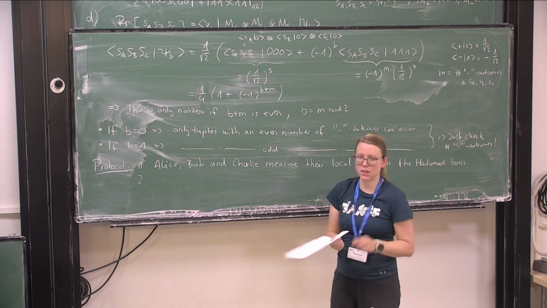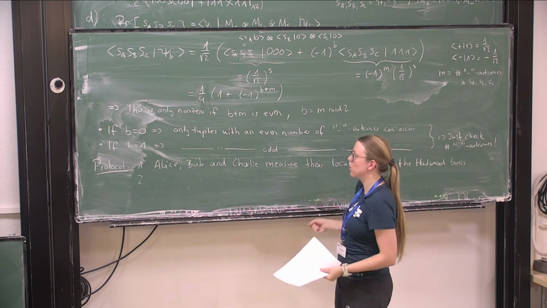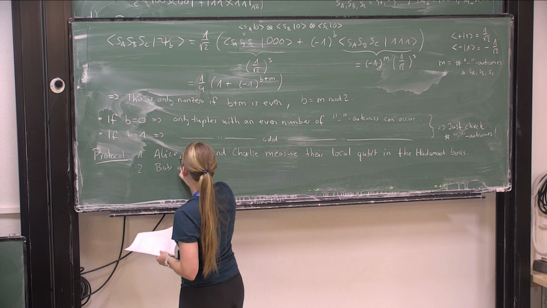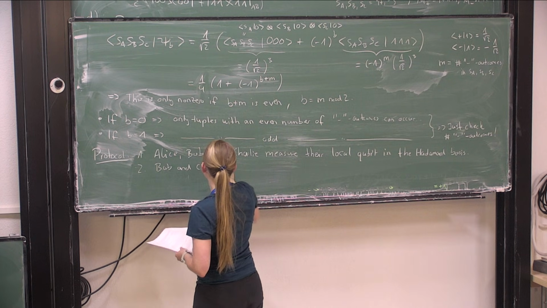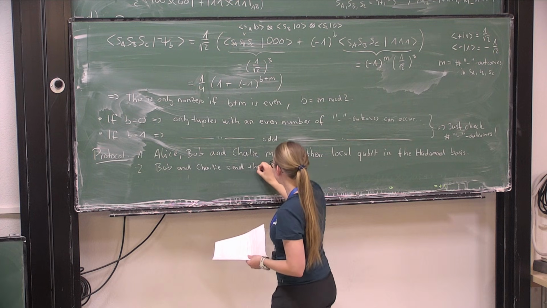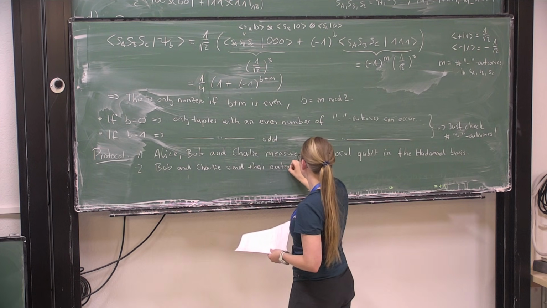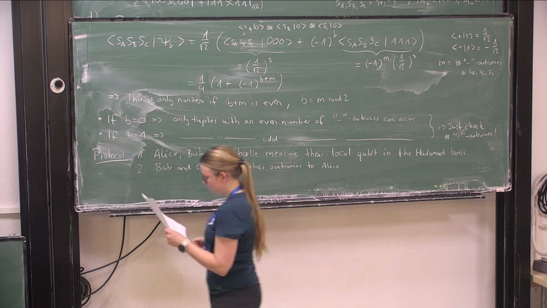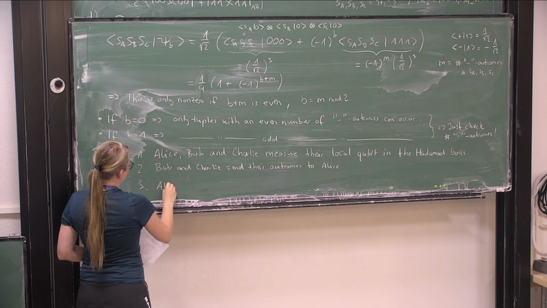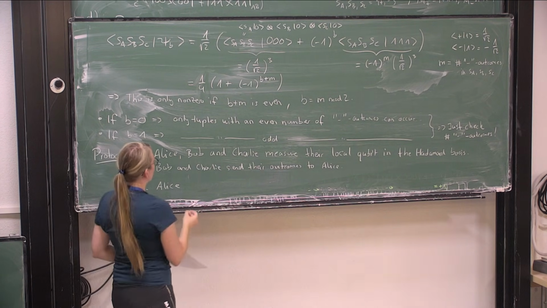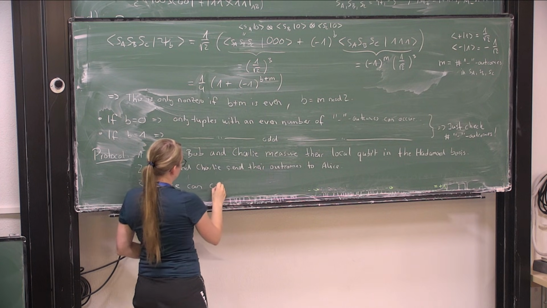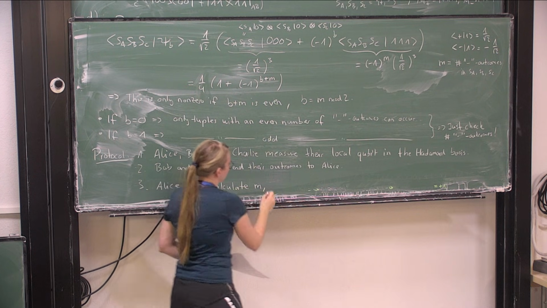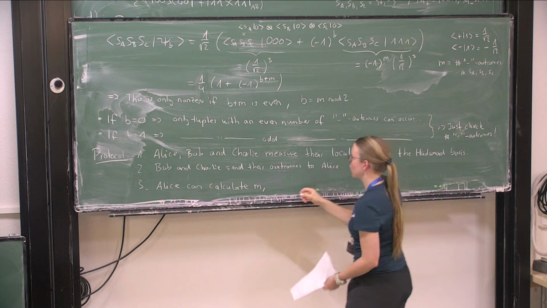Then I said, okay, maybe Alice is the one who really needs access to the secret b. So in that case, Bob and Charlie send their outcomes to Alice. And then together with her own outcome, Alice can compute m. And then b can just be calculated from m.